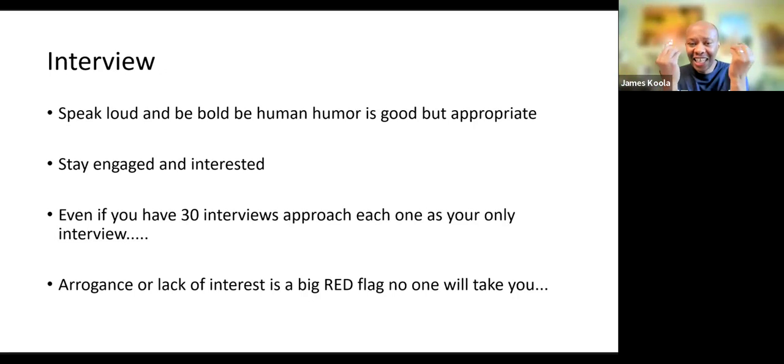Even if you get 30 interviews, approach every interview as your last, as the only interview you have. Arrogance or lack of interest is a big red flag, and if you show that, programs will not even rank you. You won't even have a chance of remotely matching there. So don't do that. Present yourself well, demonstrate true interest, and do your homework.